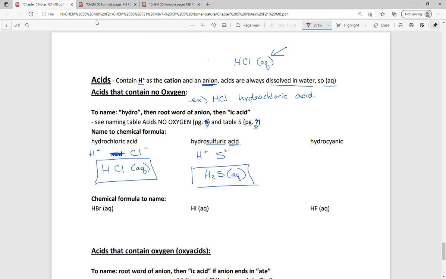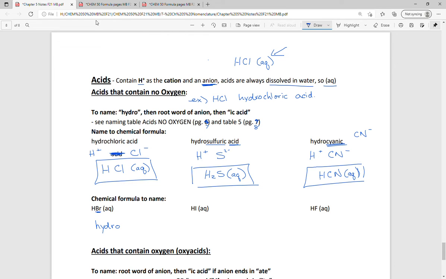Hydrocyanic acid, so hydrogen as a cation. Cyanic is relating to the polyatomic that does not have oxygen in it, so cyanide. They would combine to make an electrically neutral compound as HCN aqueous. That's hydrocyanic acid. So non-binary compound, but still a non-oxy acid. These ones, when we name them, when you see there's no oxygen there, the name is going to start with hydro.